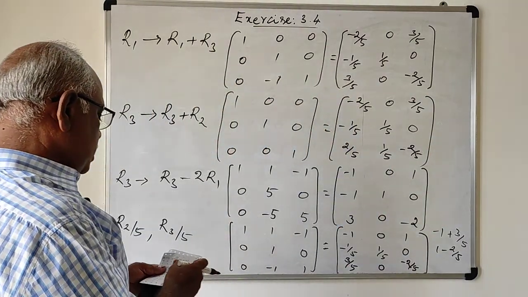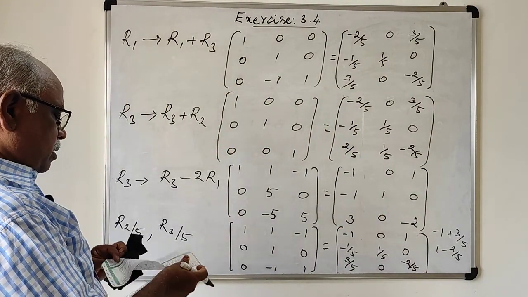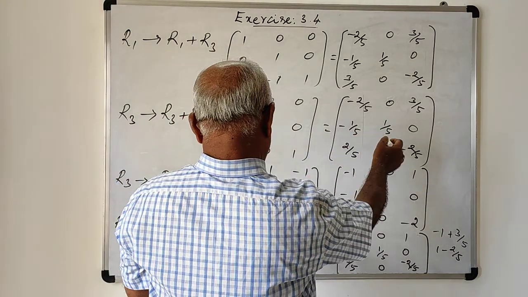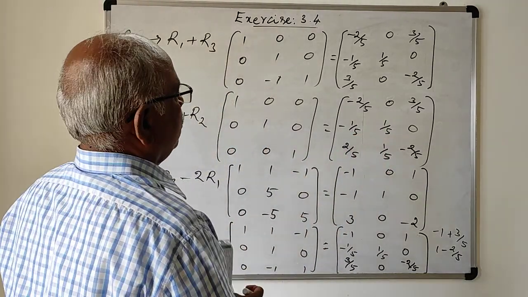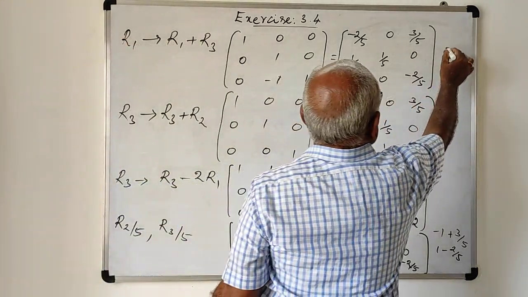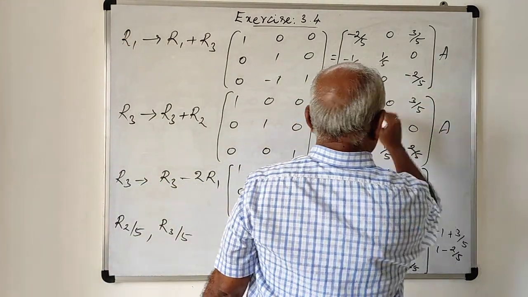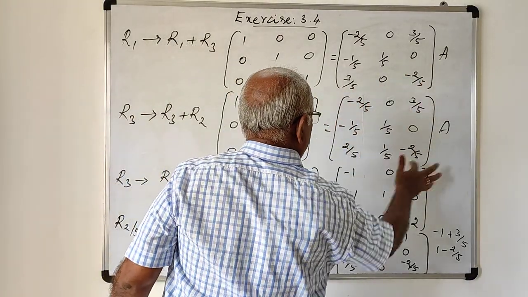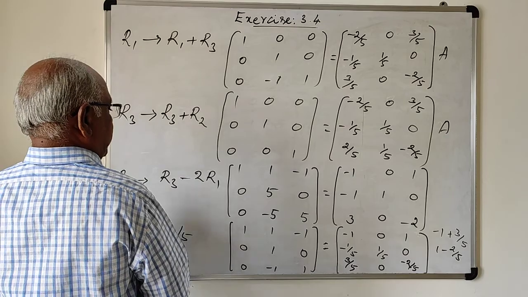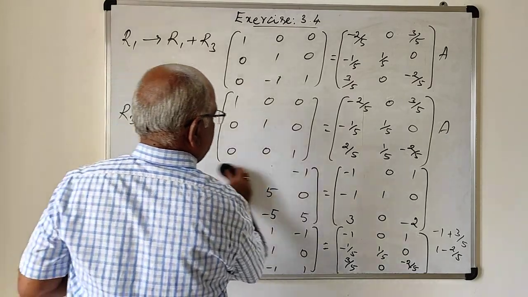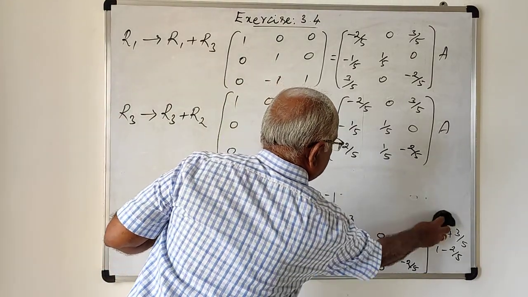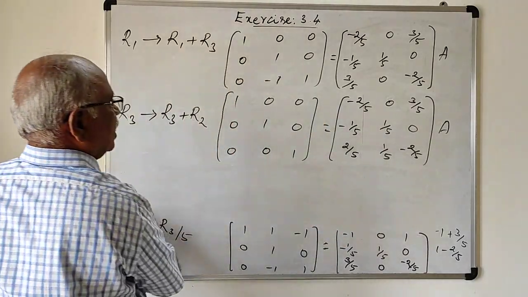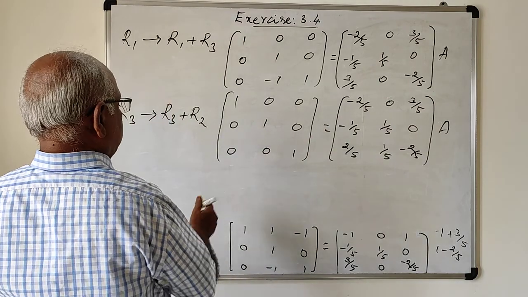Over. Therefore, we get A inverse: minus 2 by 5, 0, 3 by 5, minus 1 by 5, 1 by 5, 0, 2 by 5, 1 by 5, minus 2 by 5, into A. So this is our A inverse: I equals A inverse into A. Therefore this is the A inverse of the given matrix A. The answer is the right hand side matrix.